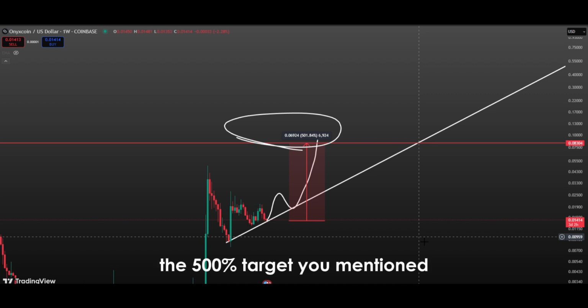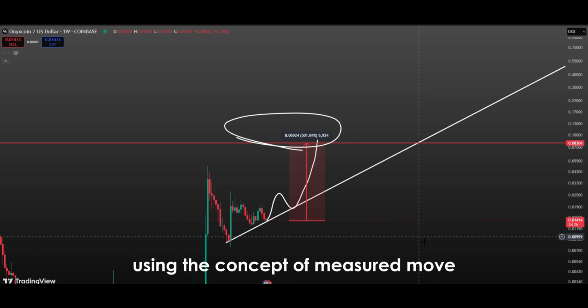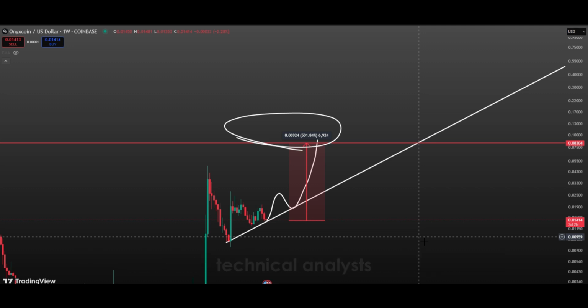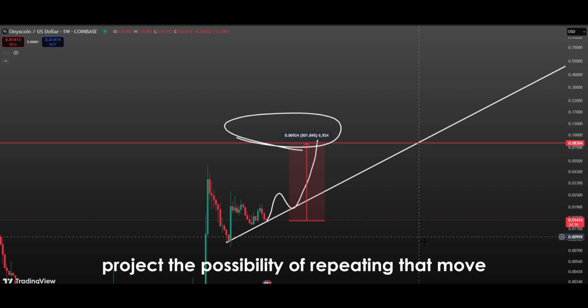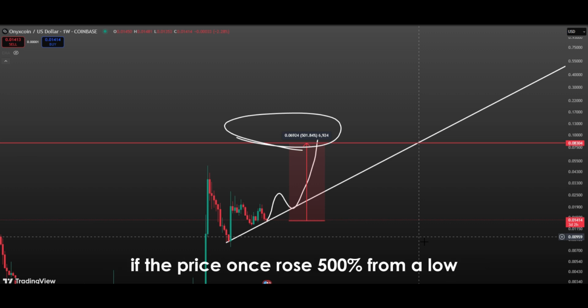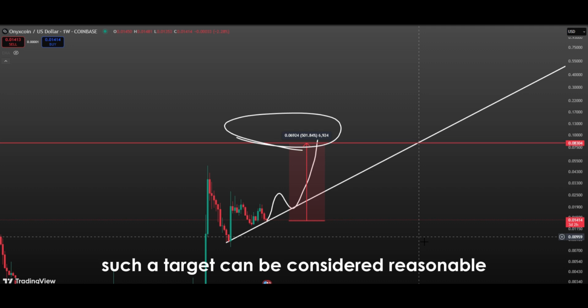The 500% target you mentioned is usually calculated in technical analysis using the concept of measured move. If the price has previously made a certain upward move and a similar pattern has formed again, technical analysts project the possibility of repeating that move to set a target. For example, if the price once rose 500% from a low within a certain time frame and similar conditions are forming now, such a target can be considered reasonable.